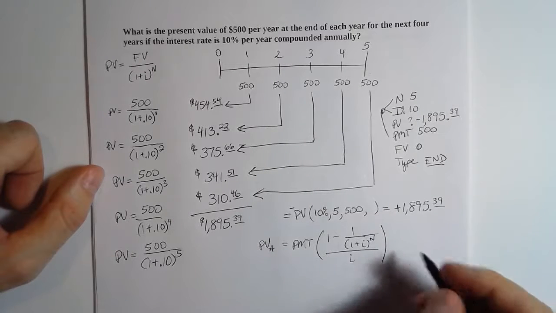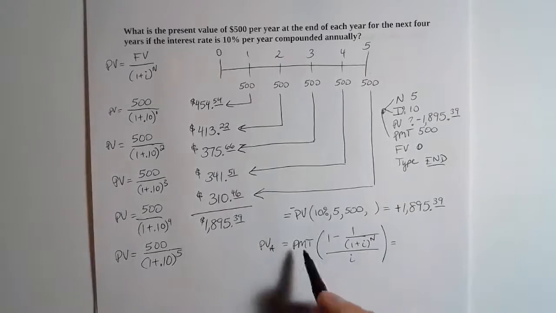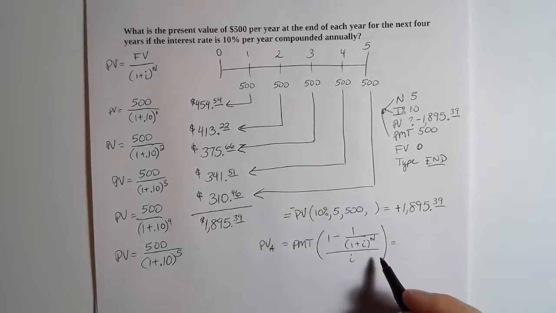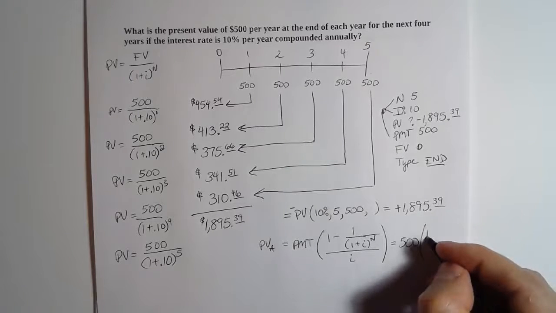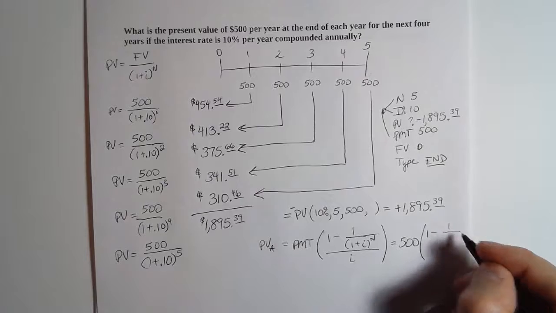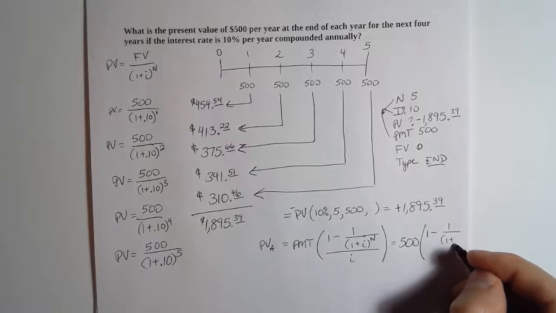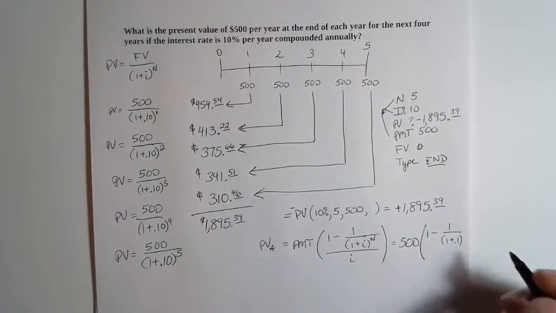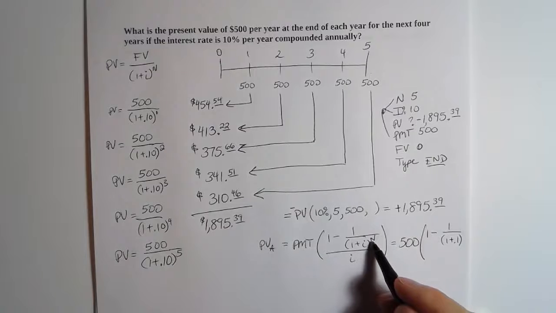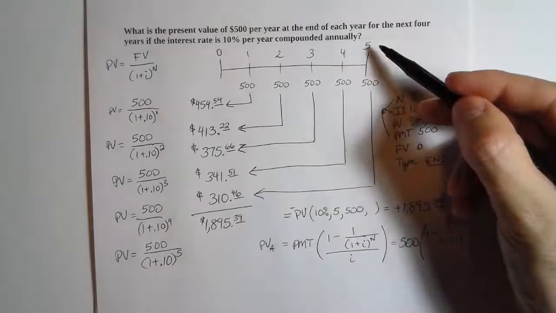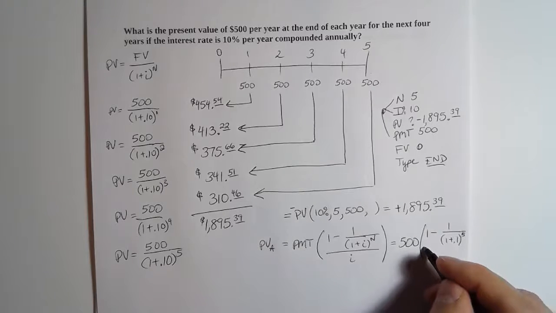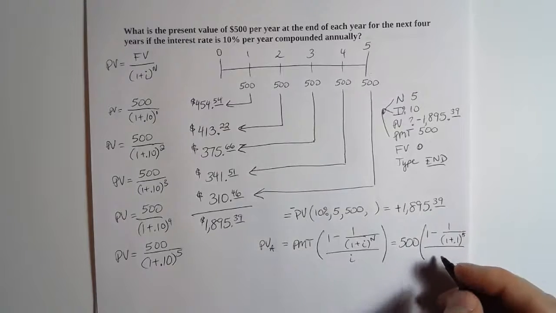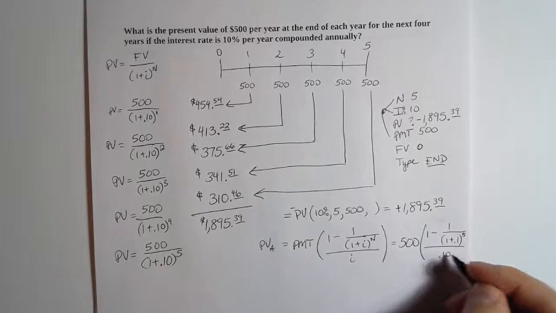All right, so in this case, we can fill in the pieces. So our payment, which is the amount per period that we have here, is $500. Then we're going to have 1 minus 1 over 1 plus the interest rate, which is 0.1. And that is all going to be raised to the number of periods, which is 5. So we're going to raise that denominator to 5. And then we would need to divide by the interest rate, which is 0.10.